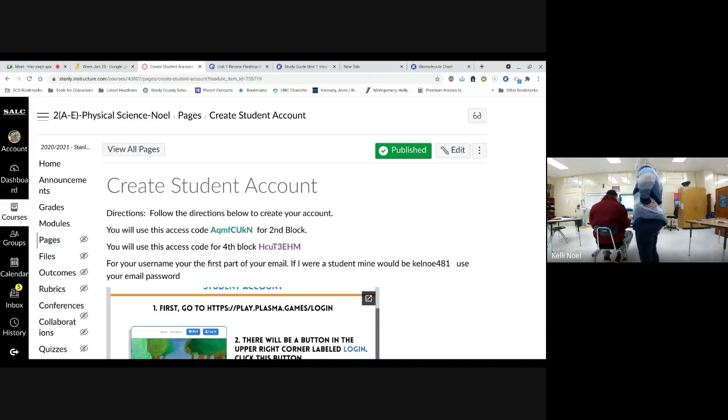Verify the username. The classroom code, you're going to put capital H, lowercase c, lowercase u, capital T, number 3, capital E, capital H, capital M. Then for password, use your email password. In case you forget it, I can always give it to you.